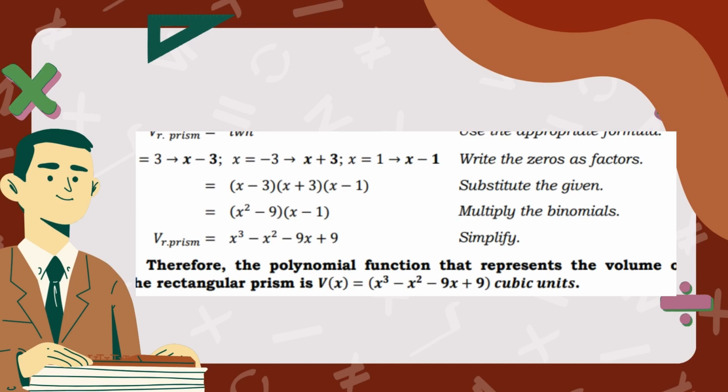Therefore, the polynomial function that represents the volume of the rectangular prism is V of x equals x cubed minus x squared minus 9x plus 9 cubic units. Alright everyone, buckle up! We have reached our final example, so let's keep our knowledge up a notch. Here we go!